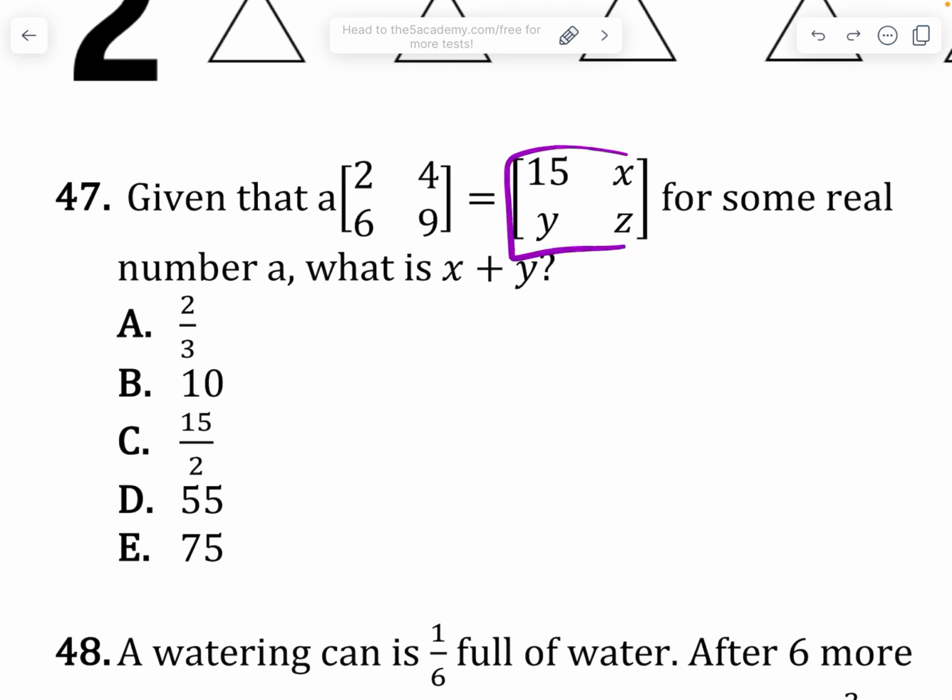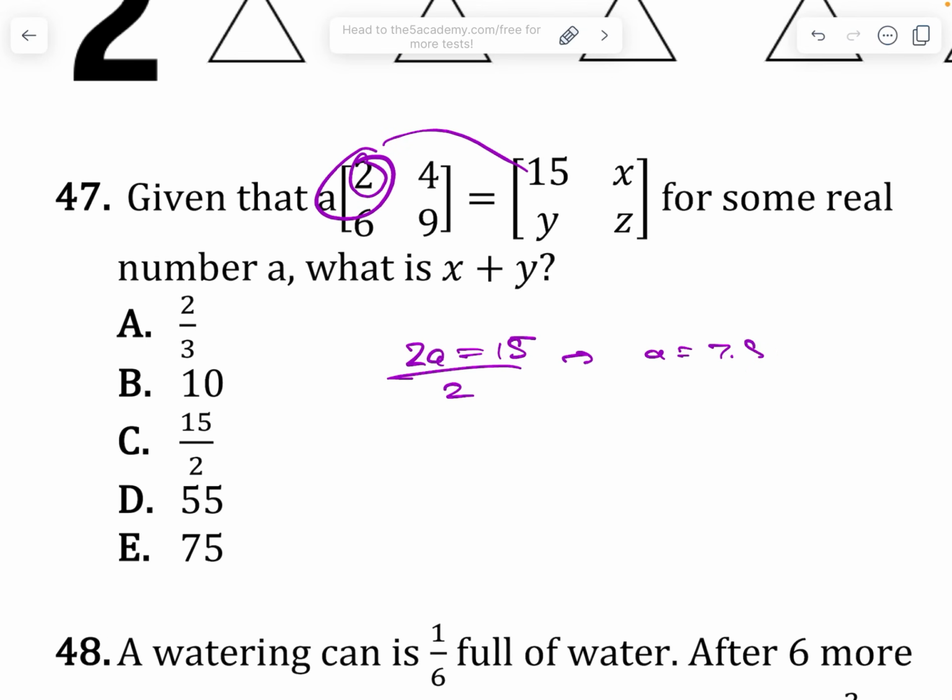And I notice I have one known value here. So I know that 2 corresponds to 15, which is, again, really 2A is 15. If 2A is equal to 15, that means that if I divide by 2 on both sides, A is equal to 7.5, right? And I can use that A and say, okay, A times 4 is equal to X. And again, same thing with Y. Sorry, A times 6 is equal to Y.